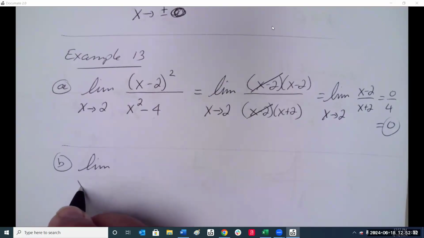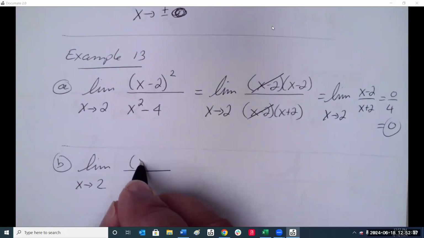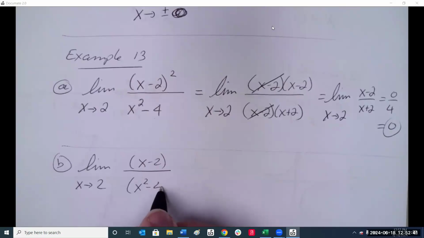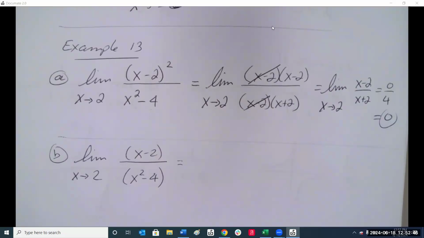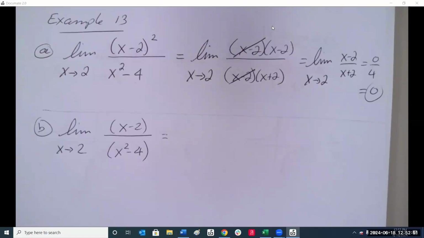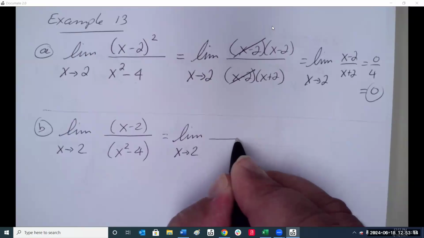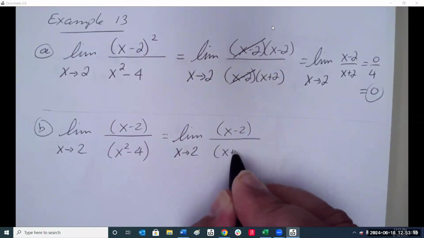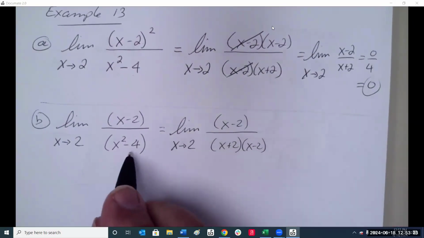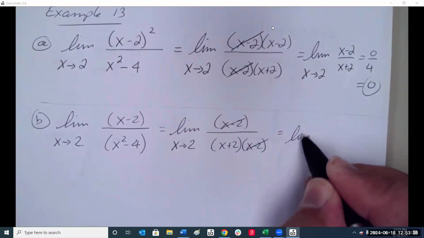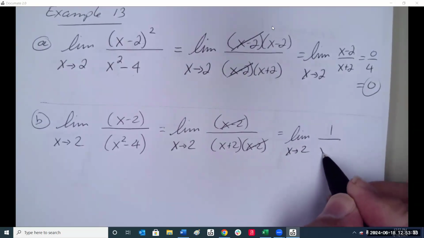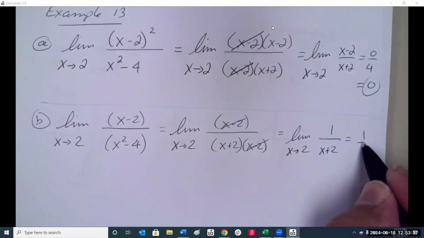Then the next one is similar to that one, except the top is not squared. Because we get 0 over 0, we can factor more stuff out. The top is as far as it can go. The bottom is x plus 2, x minus 2. It's a difference of 2 squares. So we get the limit as x approaches 2 of 1 over x plus 2. Plug in 2, we get 1/4.